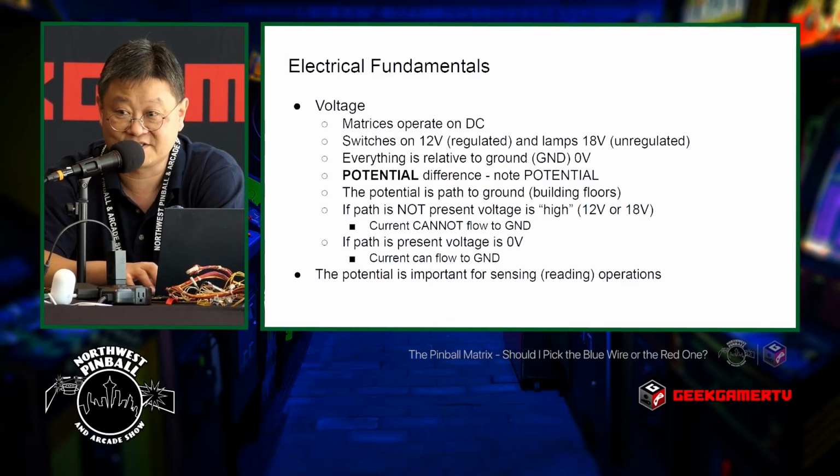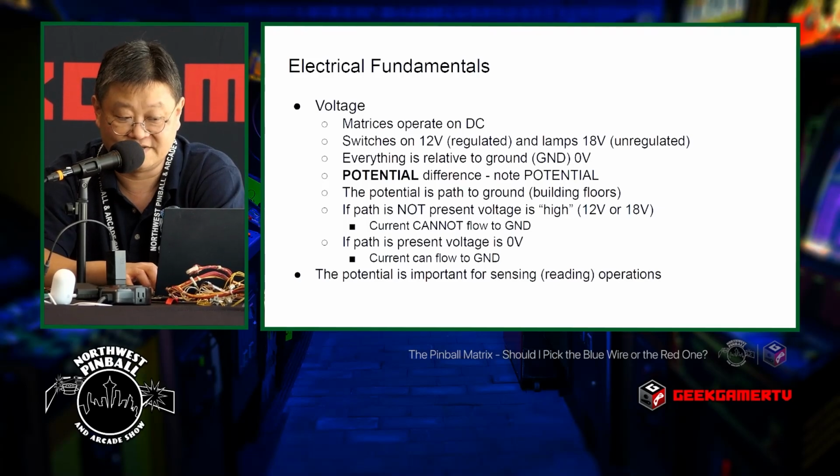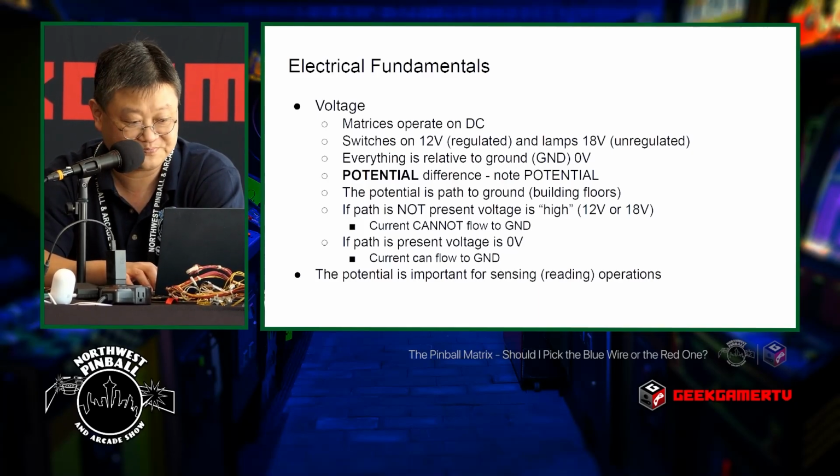If there is no path to ground, the potential is high. If there is a path to ground, the potential is low. And by using the terms high and low, we can avoid using 12-volt or 18-volt or whatever. It's either high or low.